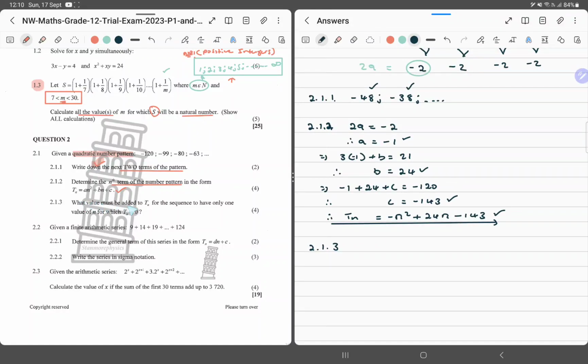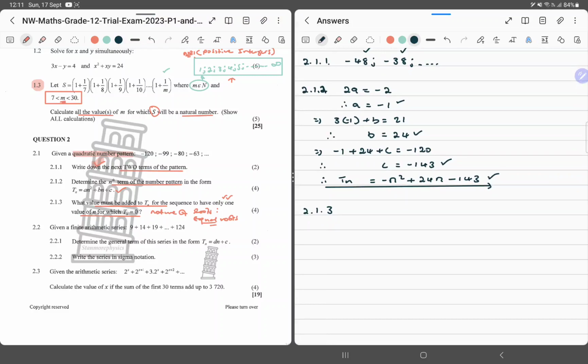Now we're told here what value must be added to Tn for the sequence to have only one value of n for which Tn is equal to 0. So as you can see, this is now saying nature of the roots. And we know that we are saying now equal roots, because to say only one root in a quadratic number pattern or quadratic expression, for us to have only one solution, it means we are saying equal roots. So that's it.